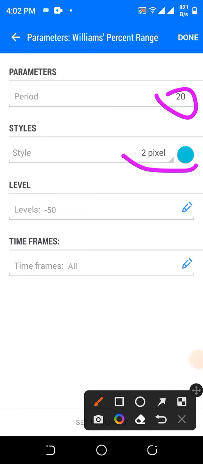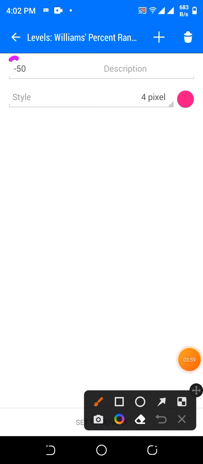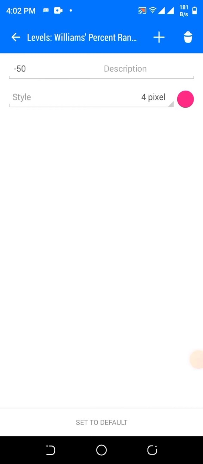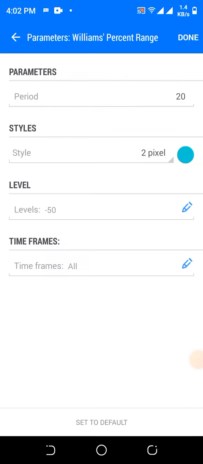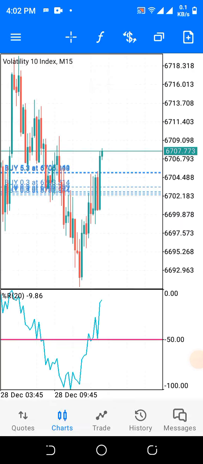Now the next thing is the level. You click on the level, and from here this is 50. You put 50 here. That is minus 50. Do you understand? Minus 50. So once you are done setting up the Williams percent range in this way, you hit done. Go back to chart.